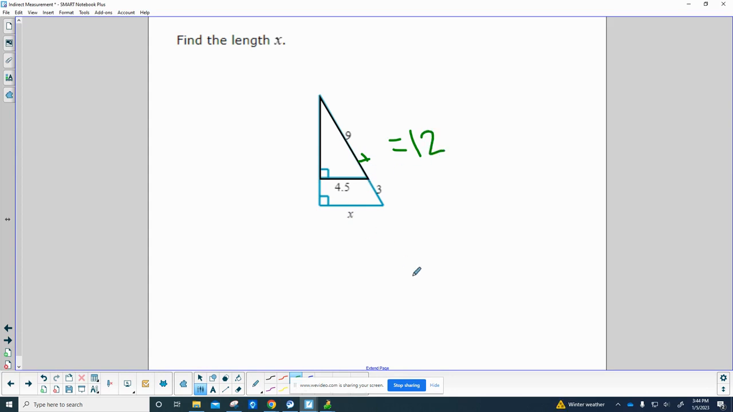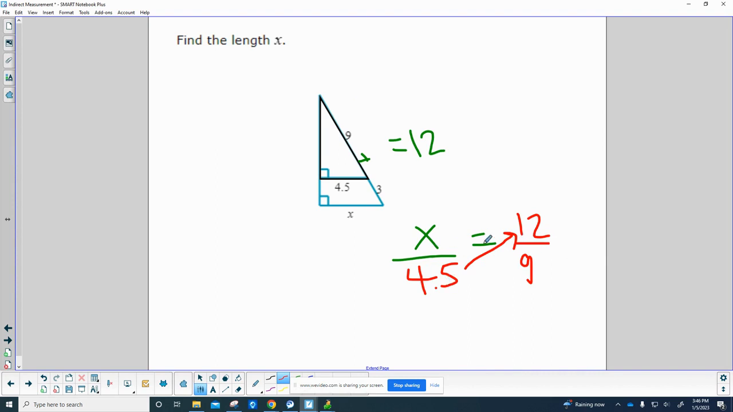Okay, so we're looking for x, so we write down x, and x corresponds to the bigger side over here, which is going to be 9 plus 3, 12 over 9, excuse me, because we're doing the big side over the small side. So 12 over 9. So we would cross multiply, and then divide.